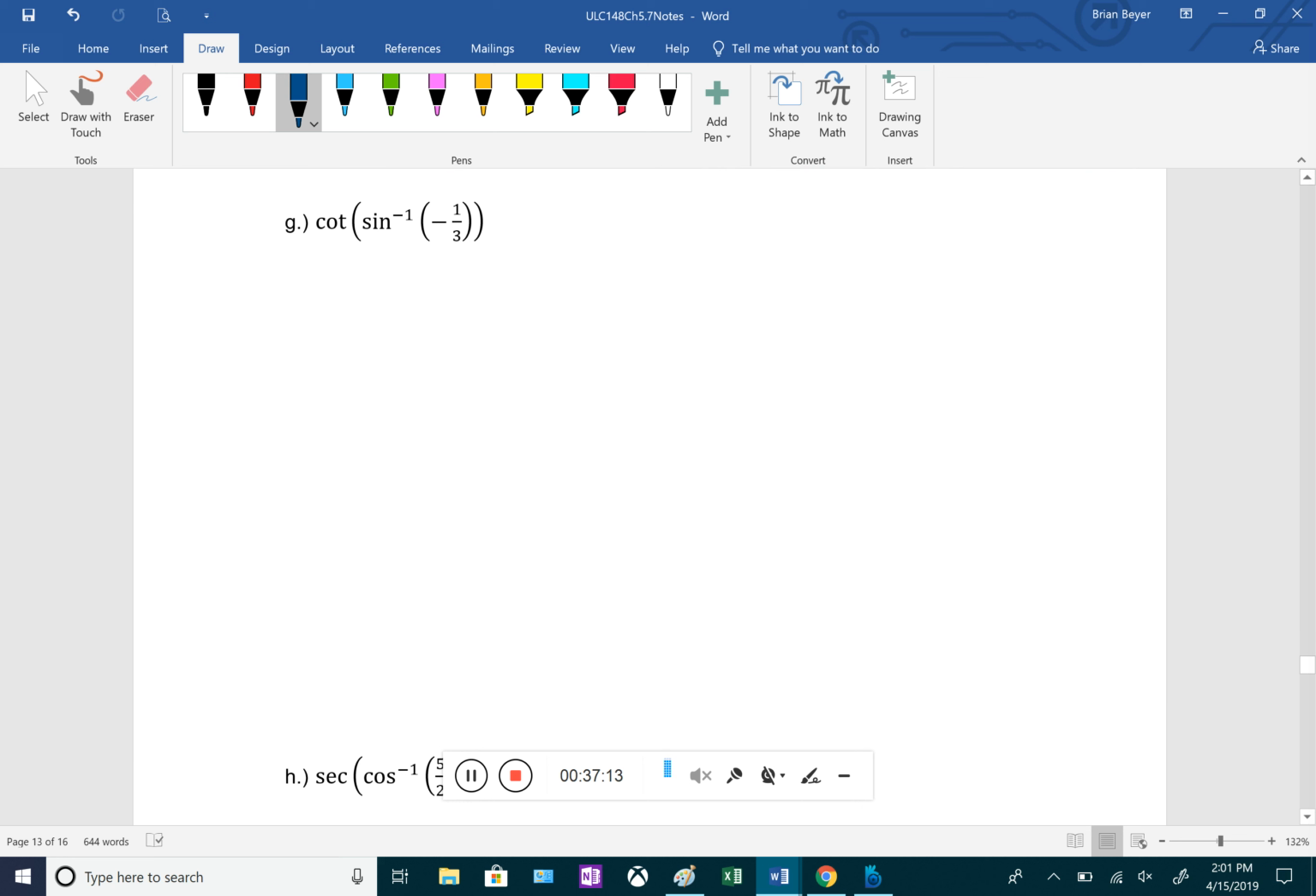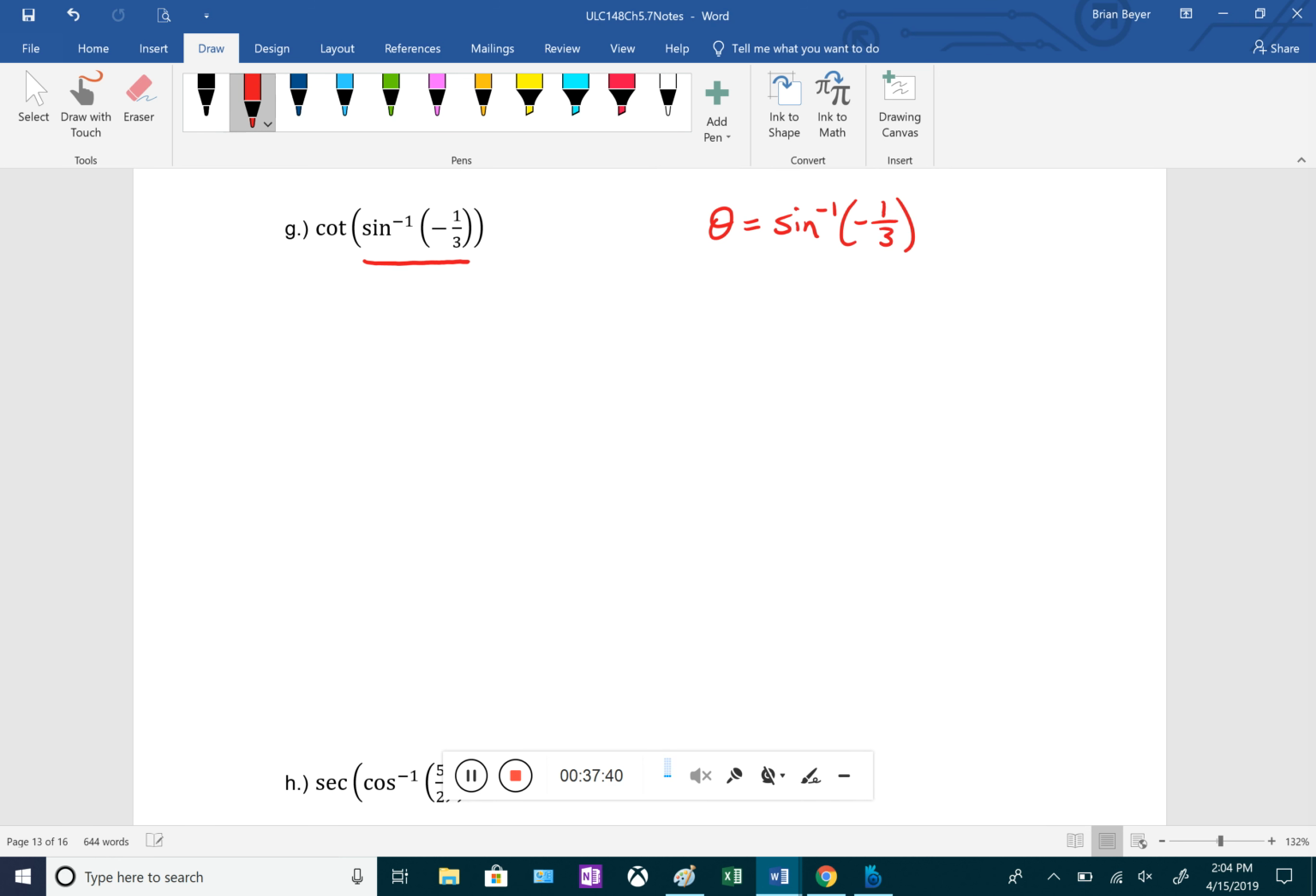So we have cotangent of sine inverse of negative 1/3. Once again, we recognize that these are not the same trig functions, so we can't possibly cancel them out. So what we have to do is evaluate the inner one first. So we're going to say theta equals sine inverse of negative 1/3. And what that means is sine of theta equals negative 1/3.